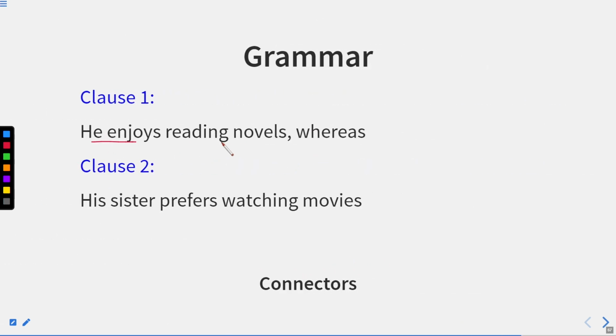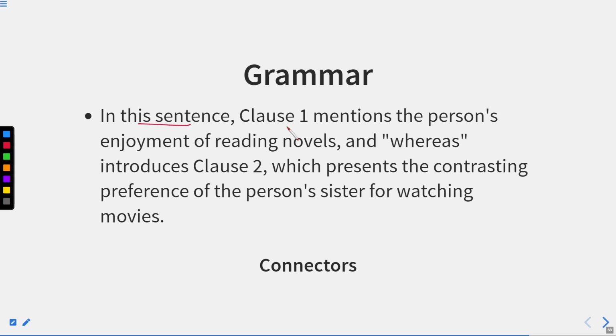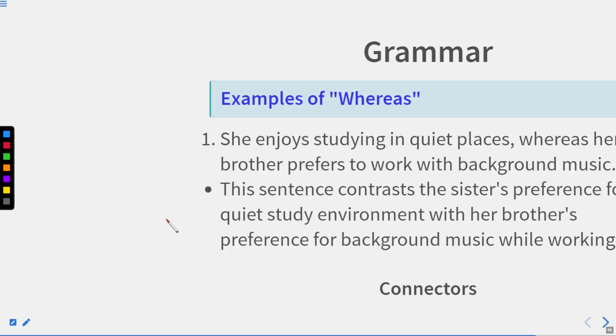Clause 1, he enjoys reading novels, whereas clause 2, his sister prefers watching movies. Now, if I add these two sentences together, I can write, he enjoys reading novels, whereas his sister prefers watching movies. So here we are comparing between brother and sister, on the basis of their preference or likings. In this sentence, clause 1 mentions the person's enjoyment of reading novels, and whereas introduces clause 2, which presents the contrasting preference of the person's sister for watching movies.